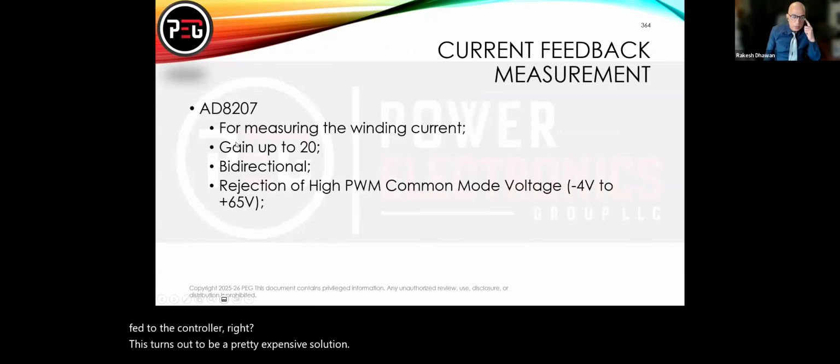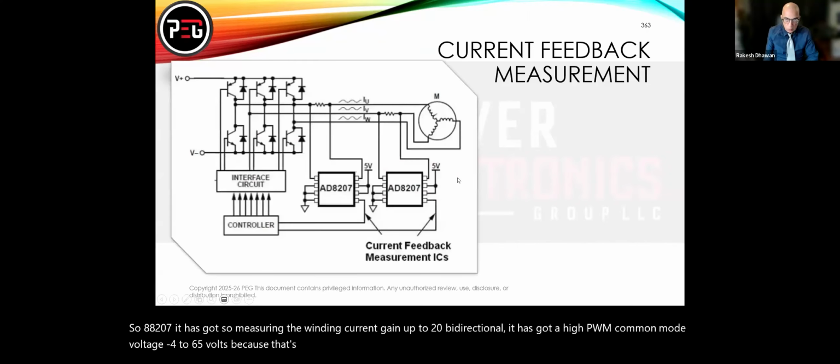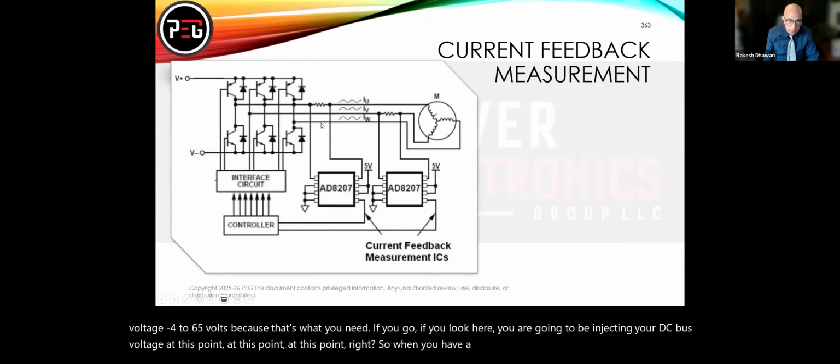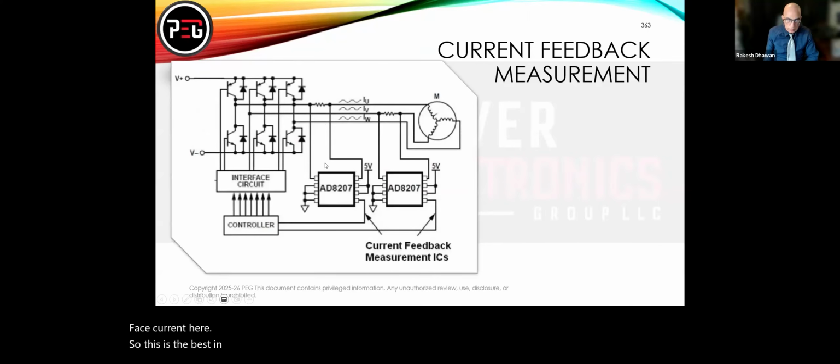So this part measures the winding current, with gain up to 20, bidirectional. It has a high PWM common mode voltage range, -4 to 65 volts, because that's what you need. If you look here, you are going to be injecting your DC bus voltage at this point, right? So when you have a DC bus voltage sitting here, you want to make sure this IC can reject the DC bus voltage and give you the accurate value of this phase current here. So this is the best in terms of controls, okay?